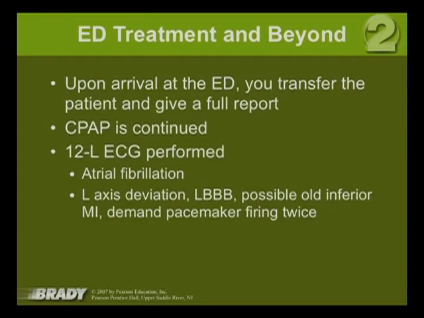Once you get to the emergency room, this is where we kind of lose track of patients, but this is pretty much what's going to happen to this type of patient anyway. Give your full report. They're going to continue the CPAP and interpret either the 12-lead you hand them or do another one. And what they see is atrial fib, which again is quite common in patients of his age. A little left axis deviation going on, and there's that left bundle branch block that we talked about earlier. He does have a possible old inferior MI, and his demand pacemaker is firing twice.